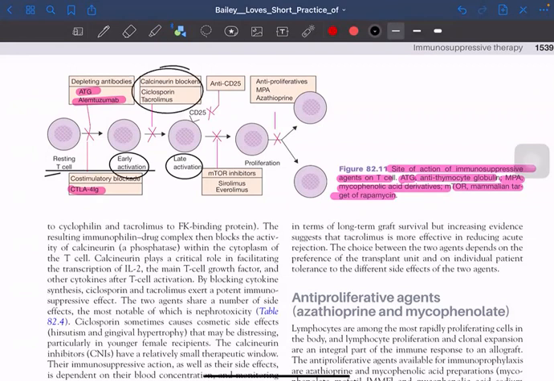The late activated T cells have CD25 antigens, which are blocked by anti-CD25. And lastly, the proliferation after the late activation is blocked by mTOR inhibitors. And what the anti-proliferatives do, which are mycophenolate mofetil and azathioprine, is block the further proliferation of T lymphocytes.